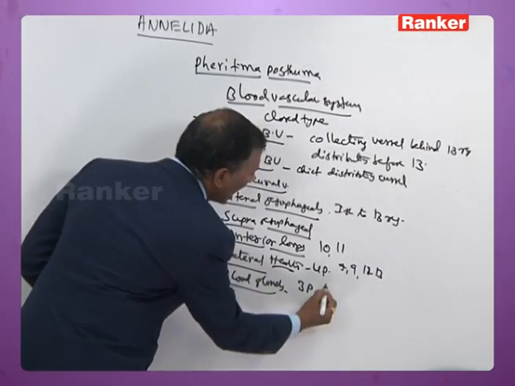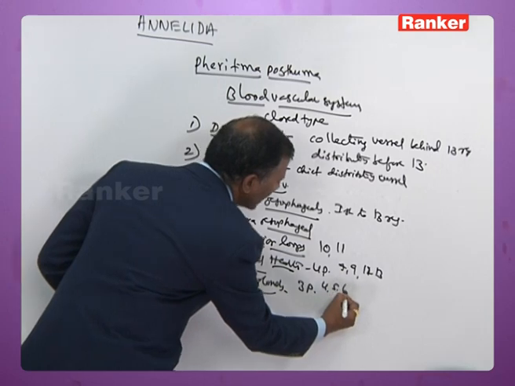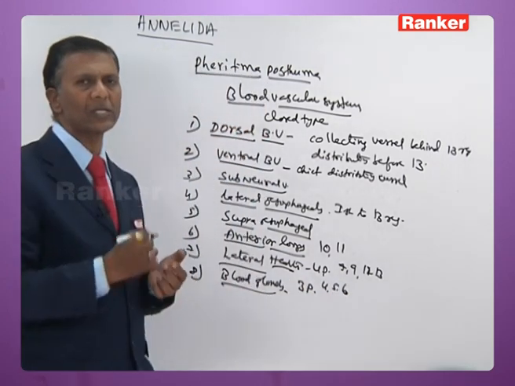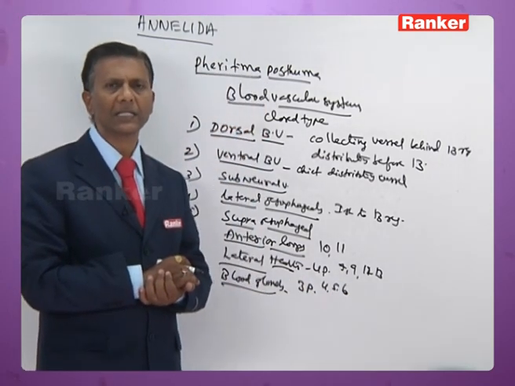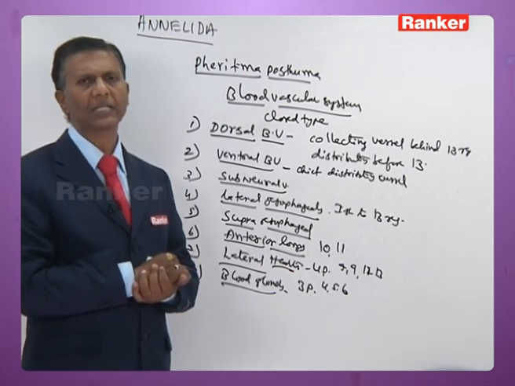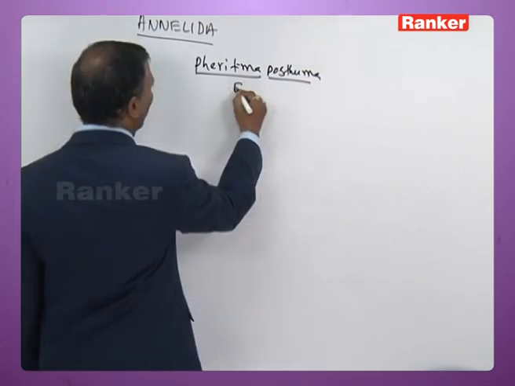Three pairs of blood glands are present in the fourth, fifth and sixth segments, one pair in each. Blood glands synthesize hemoglobin.